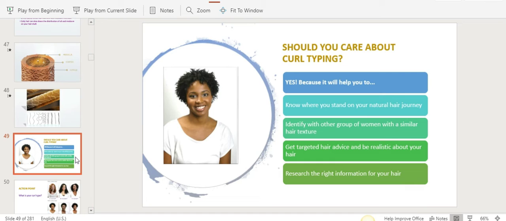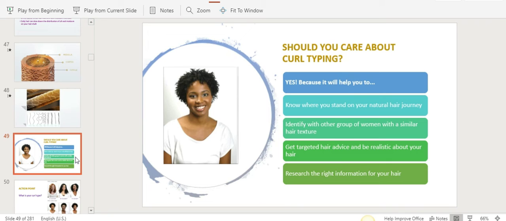Should you care about curl typing? Because you probably heard so much about, oh, don't worry too much about your hair type, your curl type. Just know how to deal with it. But guys, I just shared why you need to know about your curl type, the advantages of knowing that, and what hair typing is not. It's not something that's used against you to make you feel bad about your hair type. So my answer to that is yes, yes, yes. You should care about your curl type.